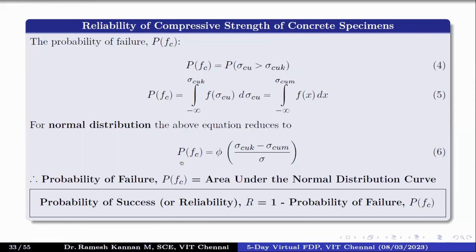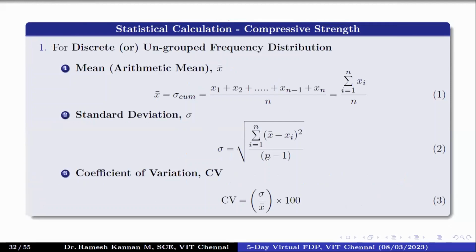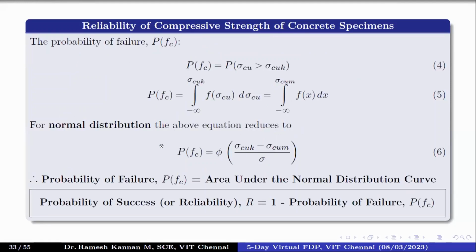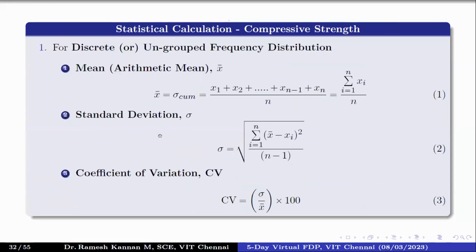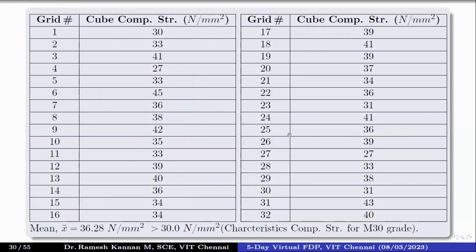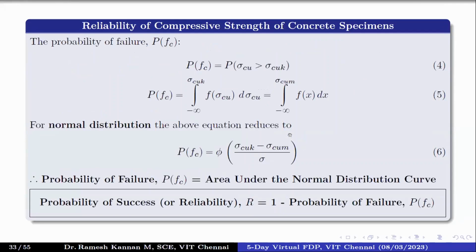So the probability of failure gets converged into the normal distribution function of characteristic compressive strength minus mean compressive strength, divided by the standard deviation. This is the sample standard deviation. So we'll be finding out the probability of failure of the experiment which we have carried out, and then we'll see whether the experimentation is good, or if the reliability of the experimentation is satisfactory. And that's the basic understanding.